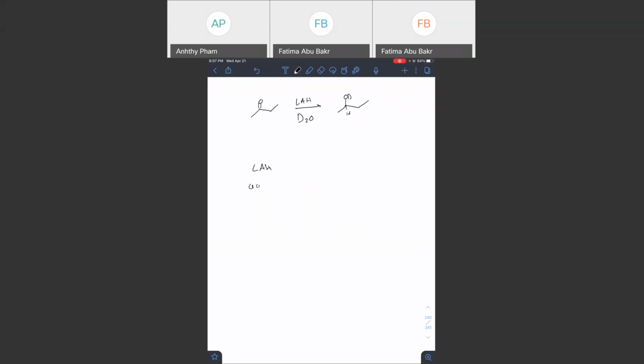acids, or no, let's go ahead. Ketones, aldehydes, acids, and esters, whereas NaBH4 is only good enough for ketones and aldehydes.